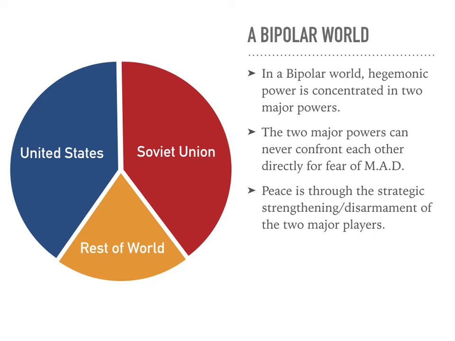And so you can only really maintain peace. Again, you have to maintain balance, but you do that through the strategic strengthening and disarmament of the 2 major players. So for example, the United States and Soviet Union get together and say, we're going to reduce the number of nukes that we have, or we're going to limit where we test nukes, or vice versa, by building more nukes than the other person.